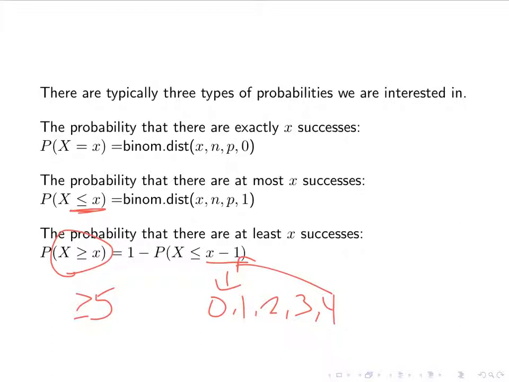And this is because we're in a discrete case. There isn't anything like 4.5 or 4.8 or 4.6. So the next smallest number after 5 is 4. So you have to remember this x minus 1 here.